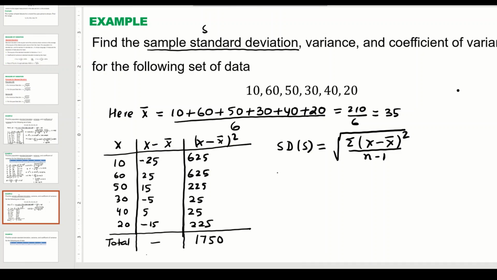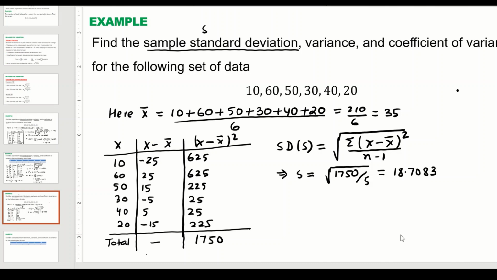Okay, let's plug in the values. So your standard deviation is equal to the square root of, if you add all these, 1750, and you divide that by n minus 1. The total is 6, and 6 minus 1 is 5. If we simplify this using a calculator, 1750 divided by 5, and then square root, your result must be 18.7083. That is the sample standard deviation.